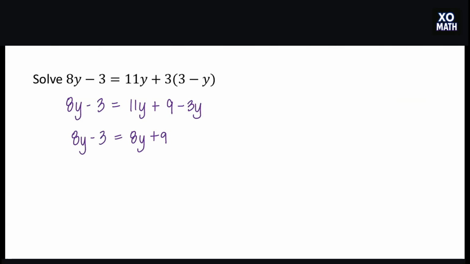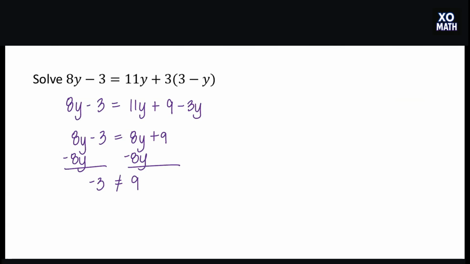If we try to combine the like terms on each side of the equal sign now, so if I subtract 8y from both sides, 8y minus 8y is 0. So I end up with just a negative 3 on the left and a positive 9 on the right. We lost all of our variable terms, and the resulting statement left over is false. Negative 3 does not equal 9.